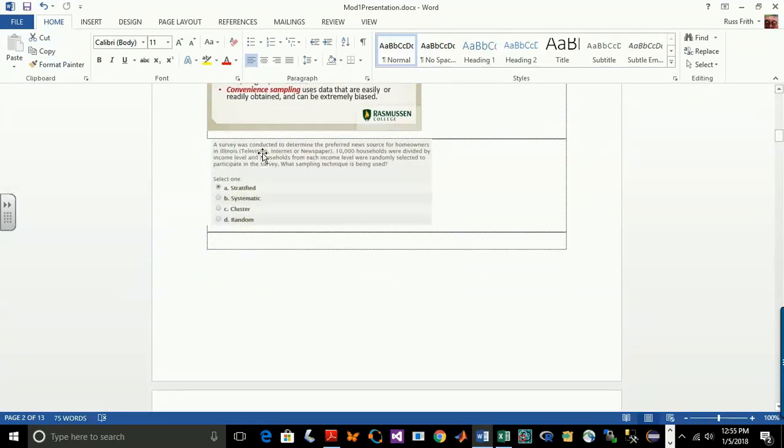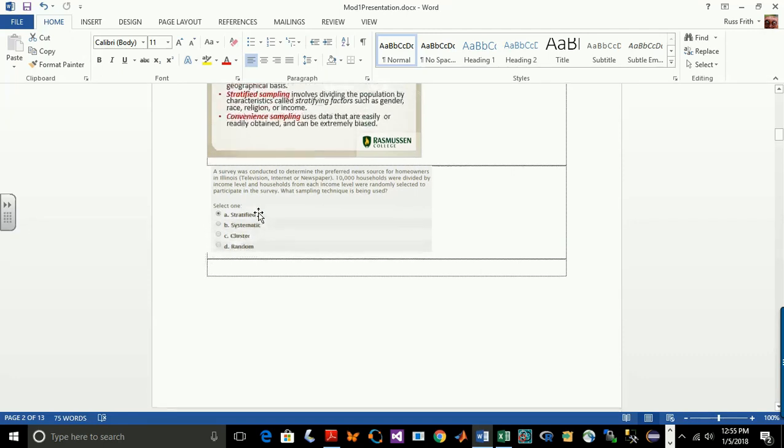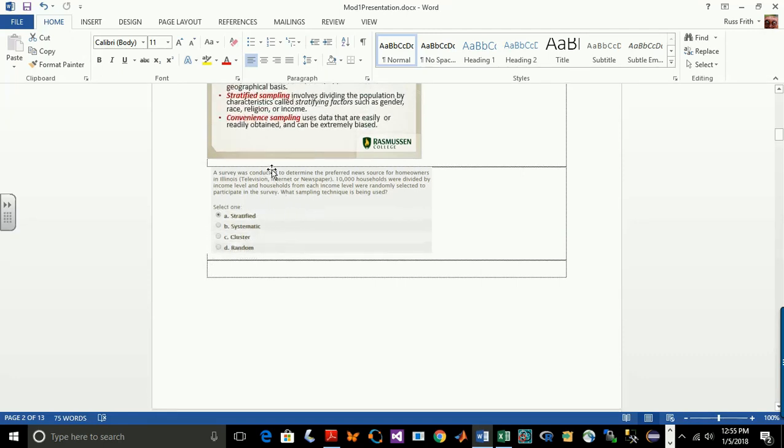For example, a survey was conducted to determine the preferred news source for homeowners in Illinois: television, internet, or newspaper. 10,000 households were divided by income level, and households from each income level were randomly selected to participate in the survey. What sampling technique is being used? Well, in this case, the 10,000 households were divided by income levels, so that makes this kind of sampling a stratified sample. It's not a cluster sample because there was no subdivision of the state of Illinois. The survey was conducted over the entire state.